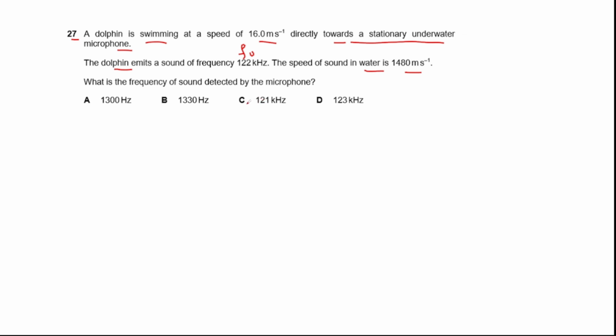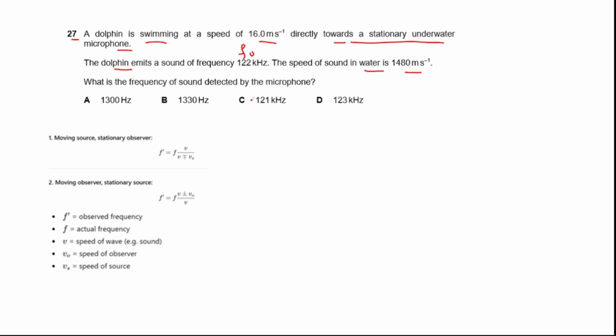So here the source is moving towards the observer. So it's a stationary observer. So if the moving source and the stationary observer is the condition, the frequency detected will be equal to f v divided by v minus or plus vs. So here it is moving towards it, right? That's why you have it as a negative. So the formula is f dash is equal to f v divided by v minus vs.